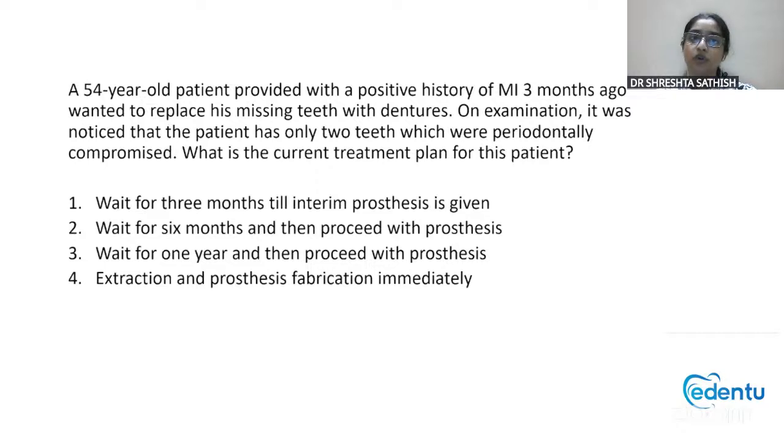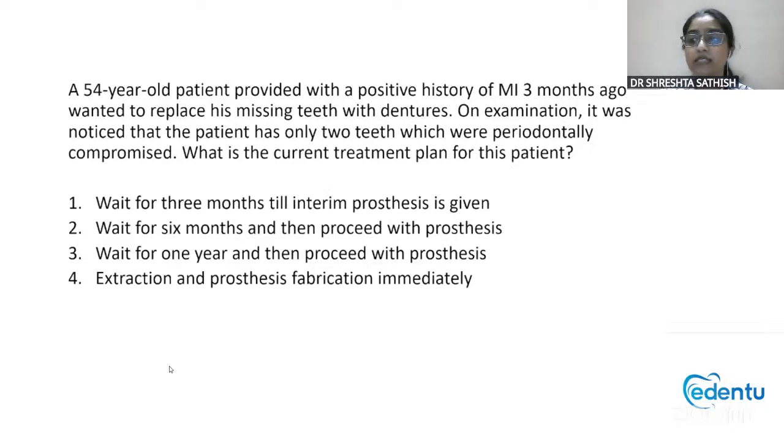A 54-year-old patient with a positive history of myocardial infarction 3 months ago wants to replace his missing teeth with dentures. On examination, it was noticed that the patient has only 2 teeth which are periodontally compromised. What is the correct treatment plan? Wait for 3 months till interim prosthesis is given, wait for 6 months and then proceed with the prosthesis, wait for 1 year and then proceed with prosthesis, or extraction and prosthesis fabrication immediately.